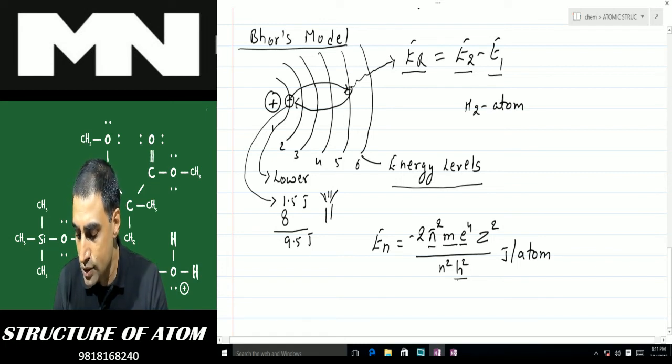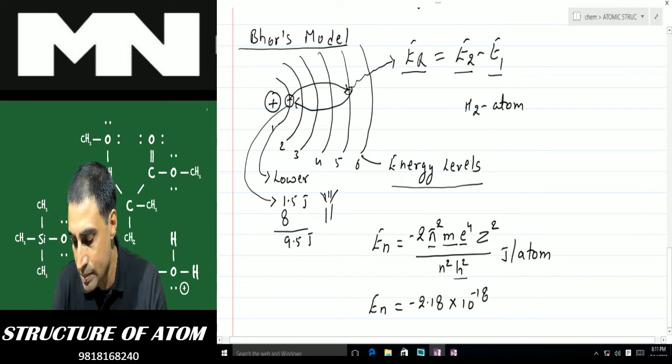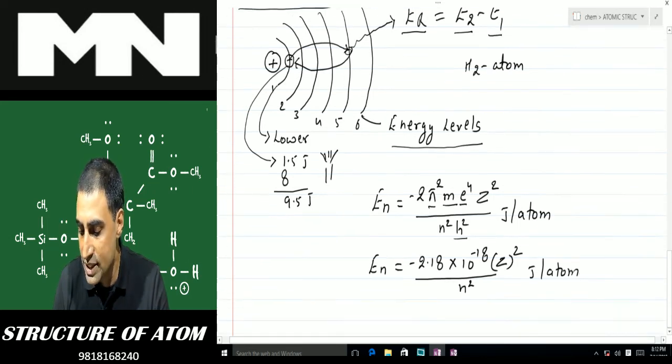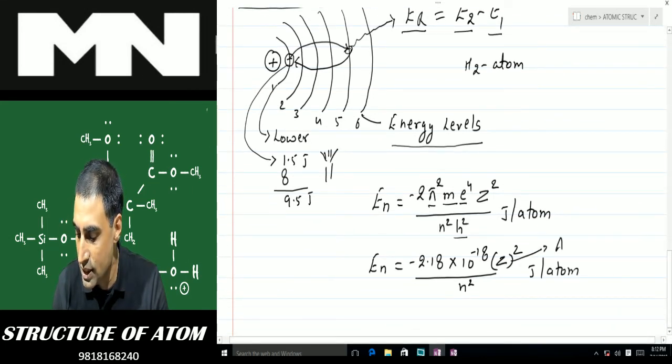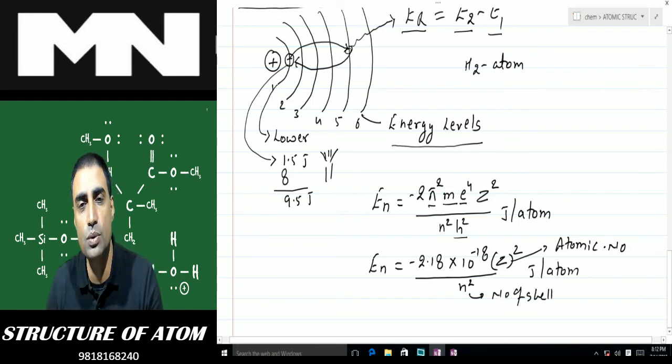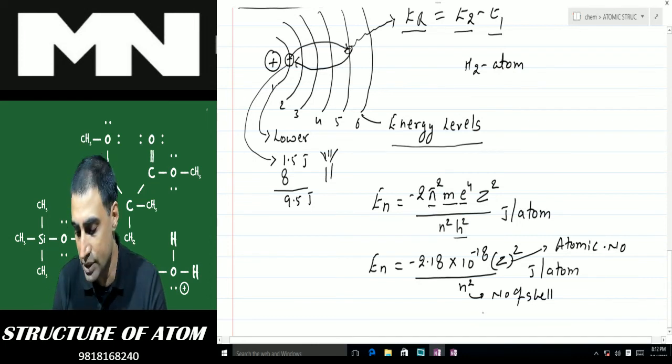So keeping all these constant values, this formula comes out to be energy of nth shell is equal to minus 2.18 into 10 to the power minus 18 into z square upon n square, joule per atom, where z is the atomic number and n is the number of shell. Whatever shell whose energy you are trying to calculate, the number of that shell.